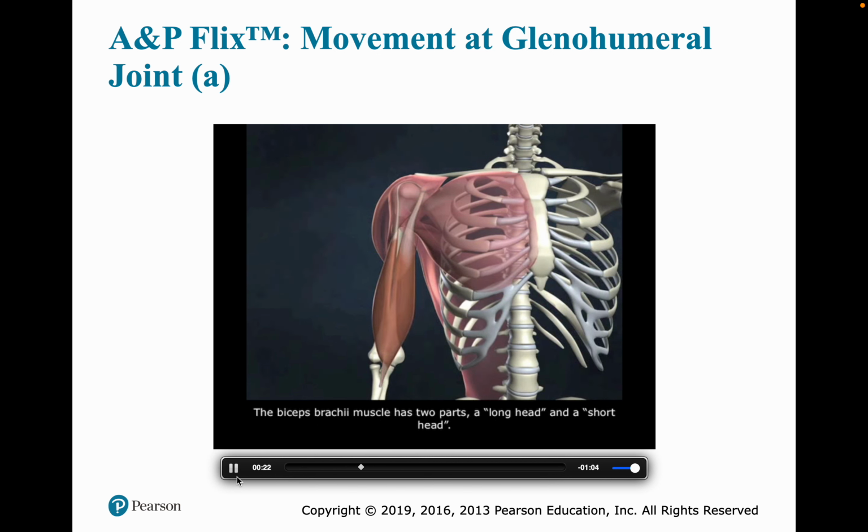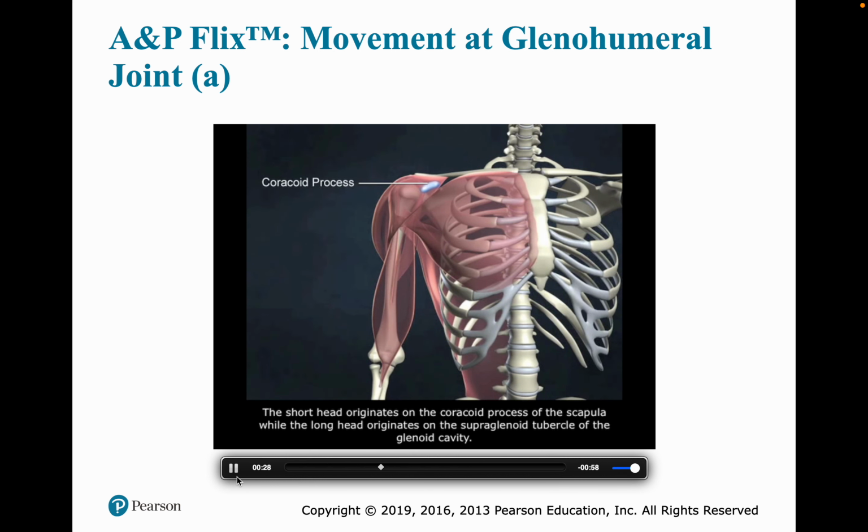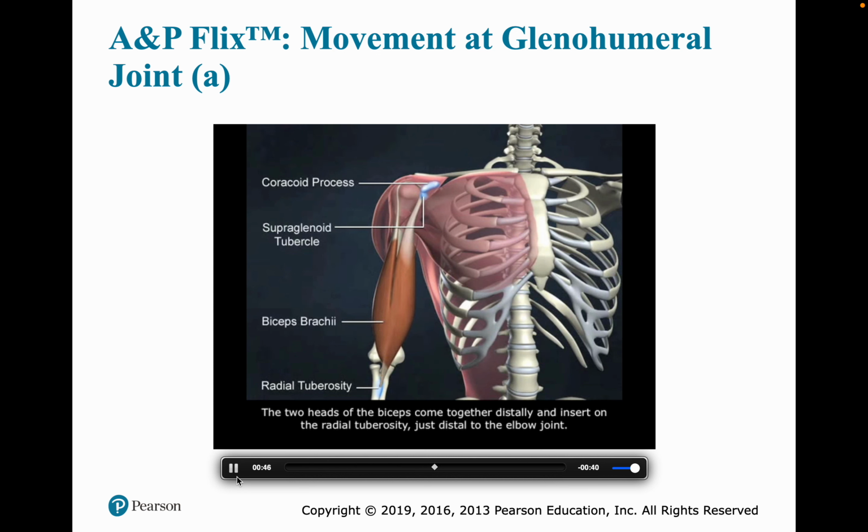The biceps brachii muscle has 2 parts, a long head and a short head. The short head originates on the coracoid process of the scapula, while the long head originates on the supraglenoid tubercle of the glenoid cavity. The 2 heads of the biceps come together distally and insert on the radial tuberosity, just distal to the elbow joint.